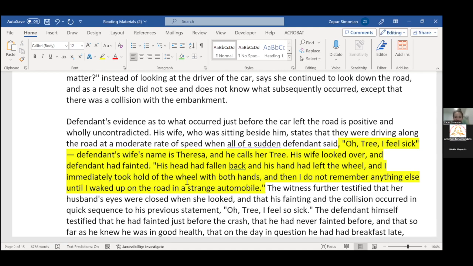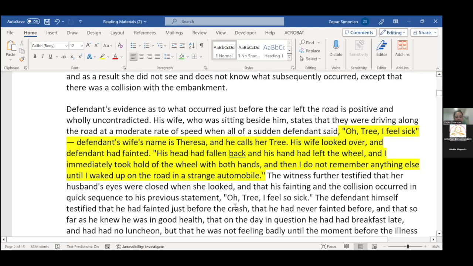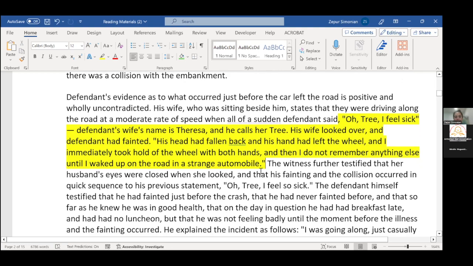So the witness testified that her husband's eyes were closed when she looked, and that his fainting and the collision occurred in quick sequence. That's key, because again, they're trying to figure out, well, what's causing it? And if it happened simultaneously, that means he did not have control at all to be able to stop.